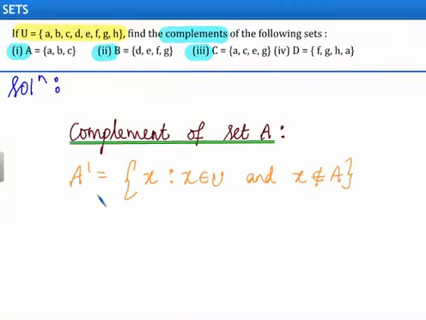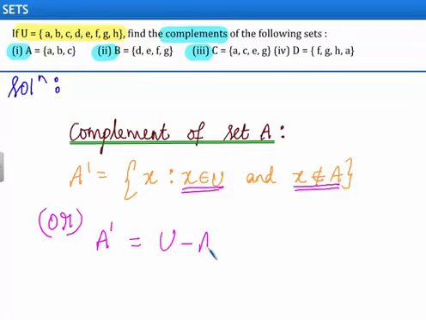Let us recall the definition of complement of the set A. A complement is equal to set of all x such that x belongs to the universal set and x does not belong to the set A. There is one more way of defining complement of the set A. It is equal to U minus A. That is the difference of the sets universal set and the set A.